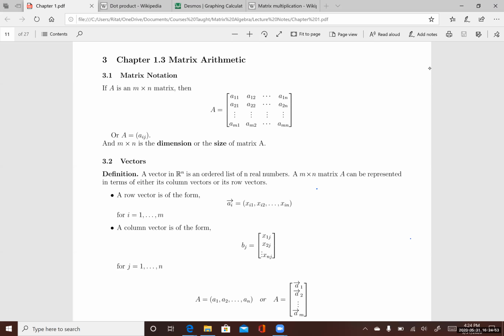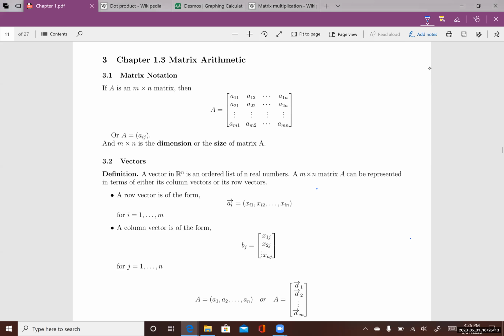This lecture introduces matrix arithmetic, such as matrix addition, matrix subtraction, and matrix multiplication. But first, we need to introduce matrix notation. So if A is an m by n matrix, then A has m rows and n columns.